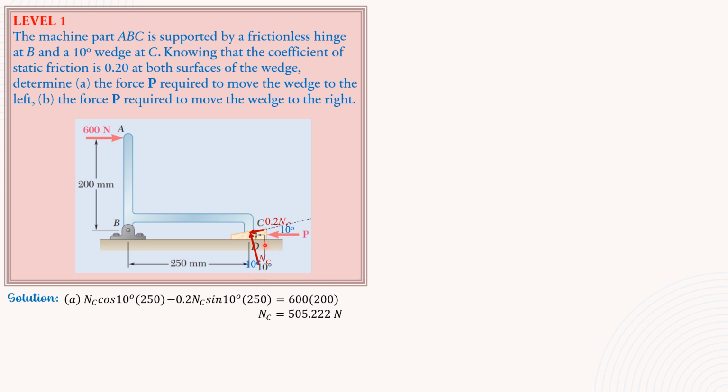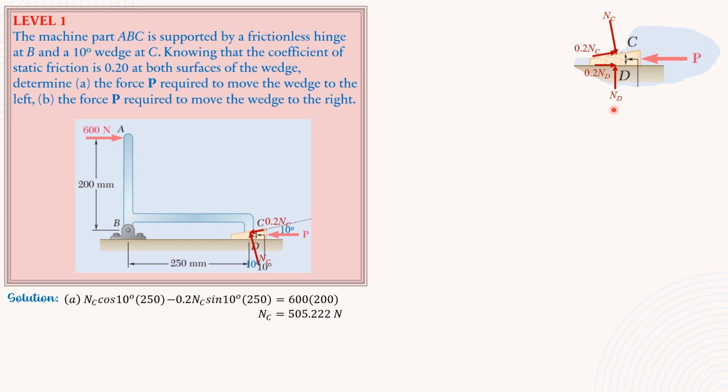Next, let's draw the free body diagram of the wedge itself. So let's transmit the normal force N sub C and 0.2 of N sub C, which are now opposite to these directions. So down to the right and up to the right, 0.2 N sub C. Then we have normal reaction at D, and friction should be to the right, as shown. It opposes P.